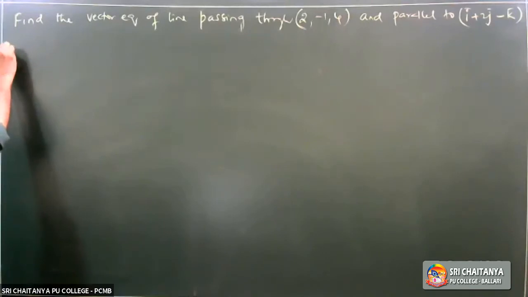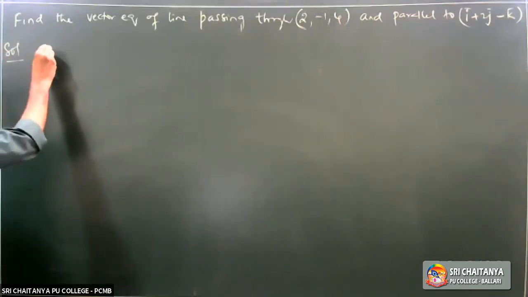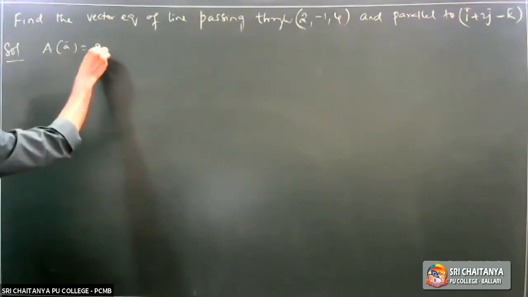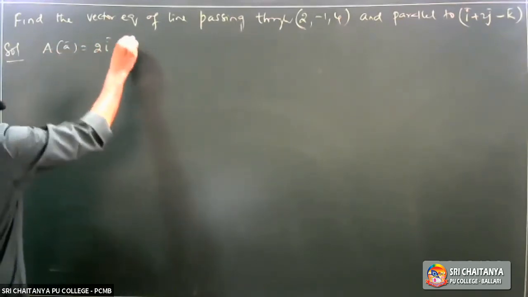Okay, first one solution, right? Let capital A bar be equal to 2i minus j plus 4k.